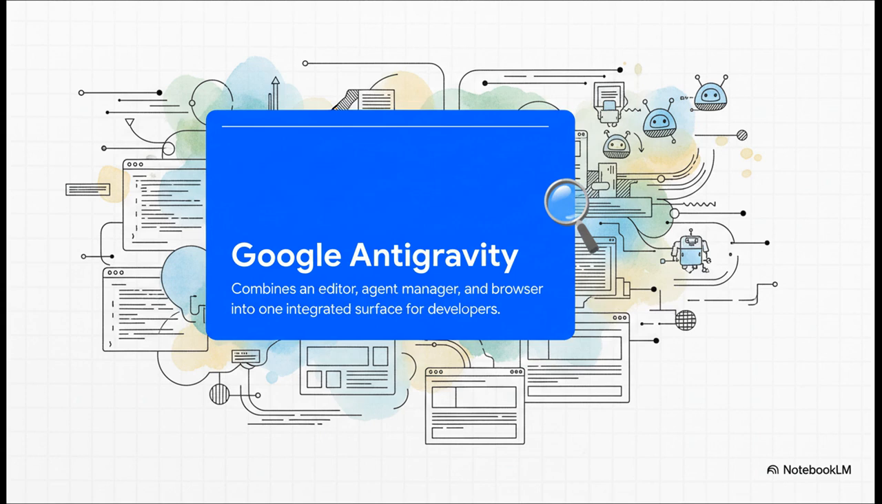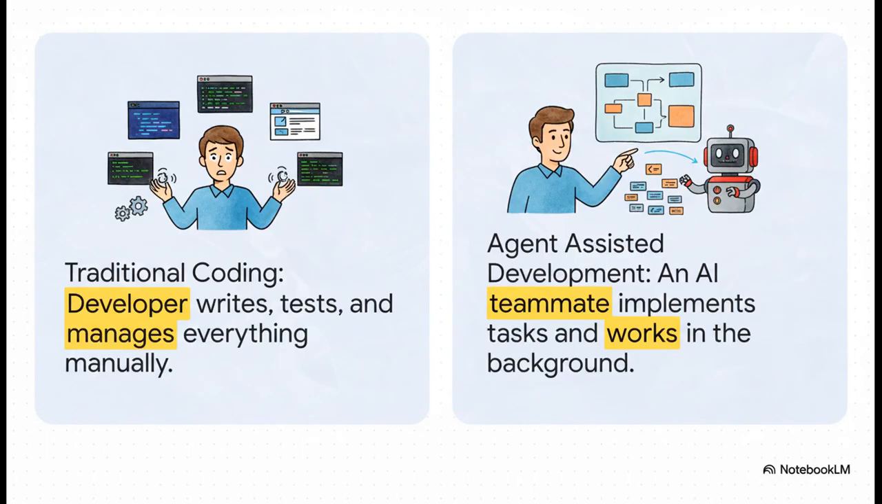It's called Google Antigravity. Now, the best way to think about it is like an all-in-one command center for a developer. Instead of jumping between a bunch of different windows, your code, your AI assistant, your web browser for testing, it pulls it all together into one single smooth workspace. And this right here really shows you the difference.